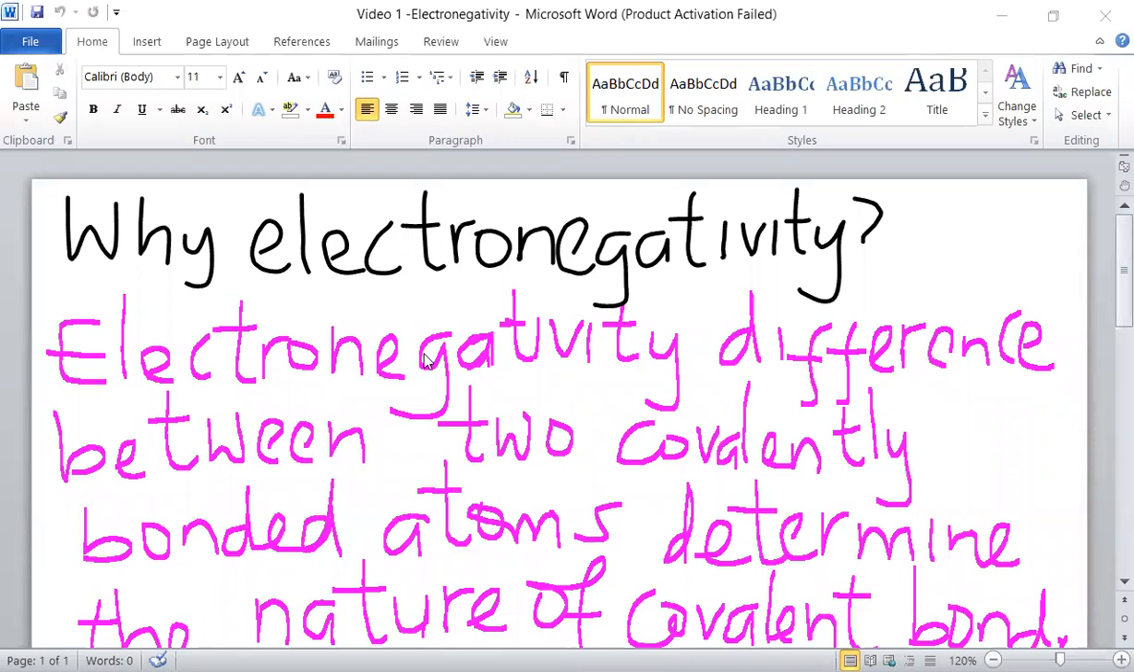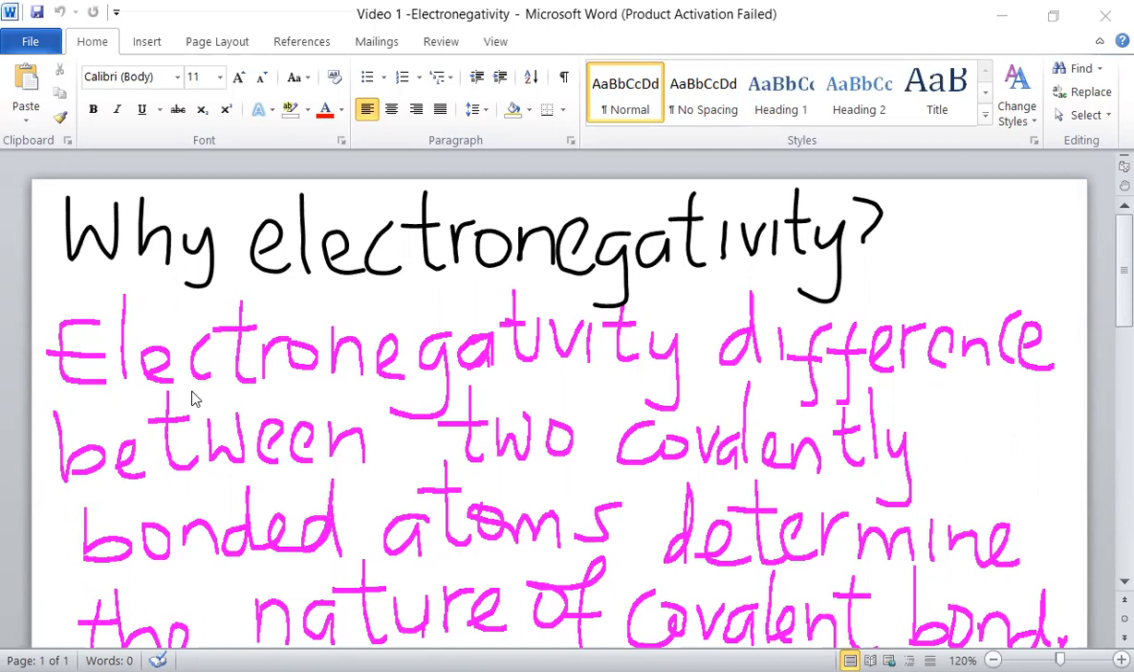In this second video, we are going to talk about electronegativity in detail, and why electronegativity. We need the knowledge of electronegativity, preferably those electronegativity values, because there is a simple rule for determining whether the bond is non-polar covalent or polar covalent.